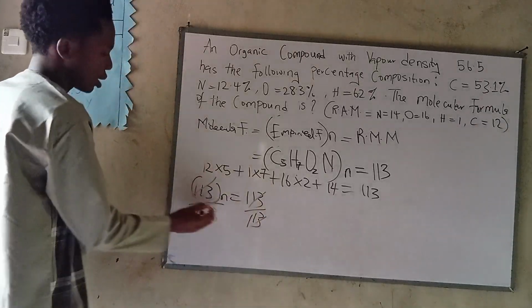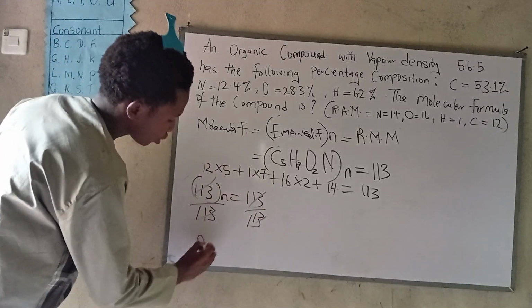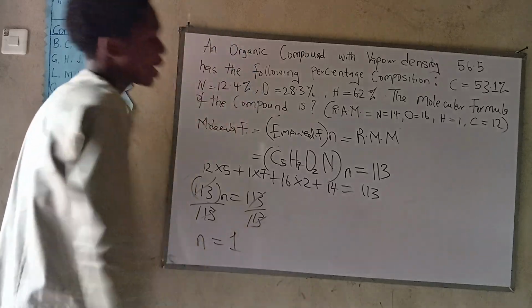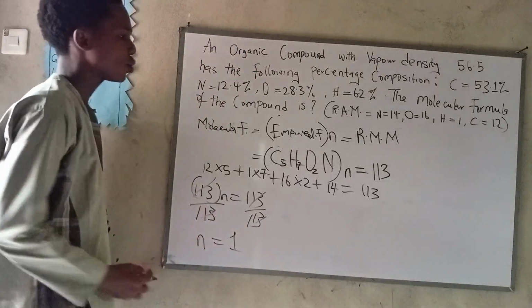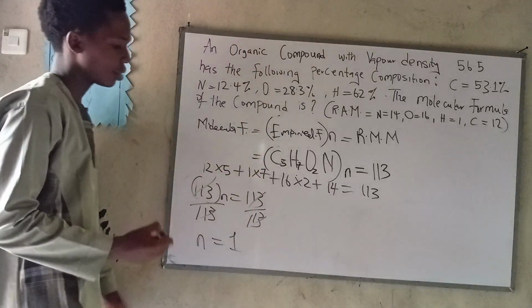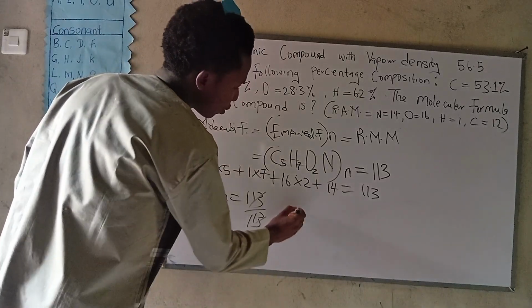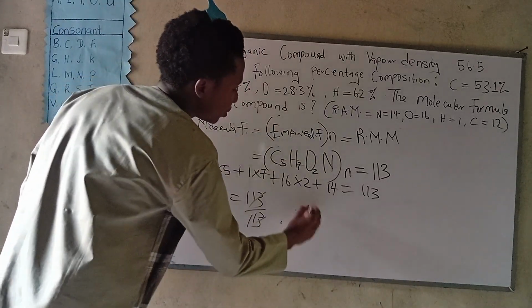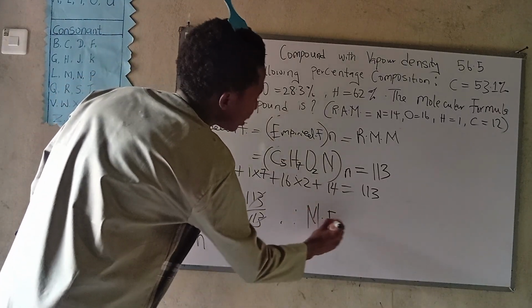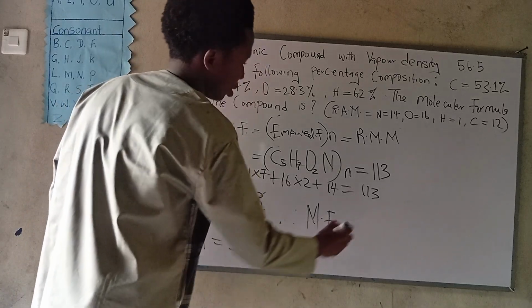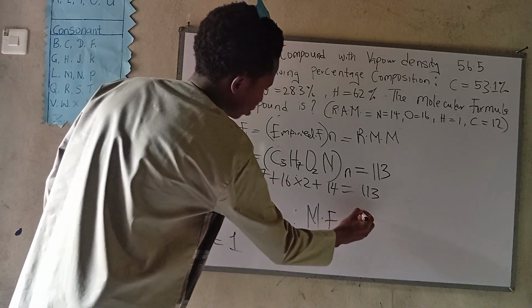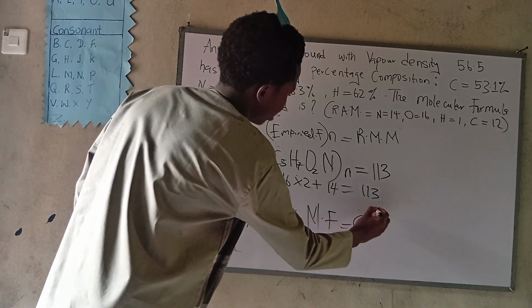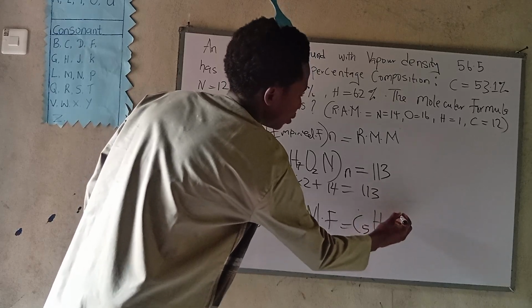Cancel out, cancel out, cancel. We'll find out that n is equal to what? n is equal to 1. Alright, so now if n is equal to 1, how do we look for the molecular formula? Therefore, our molecular formula will be equal to C5H7O2.